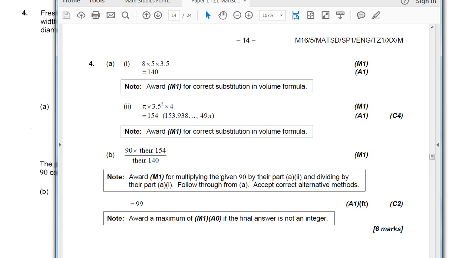So award M1 for multiplying the given 90 by their part in A11. So 90 times 154, and then dividing by the 140. So that's exactly what we did, and we got 99. And it says, note, award a maximum of 1 point instead of 2 points if the final answer is not an integer. So we got 99 cents, which is an integer.